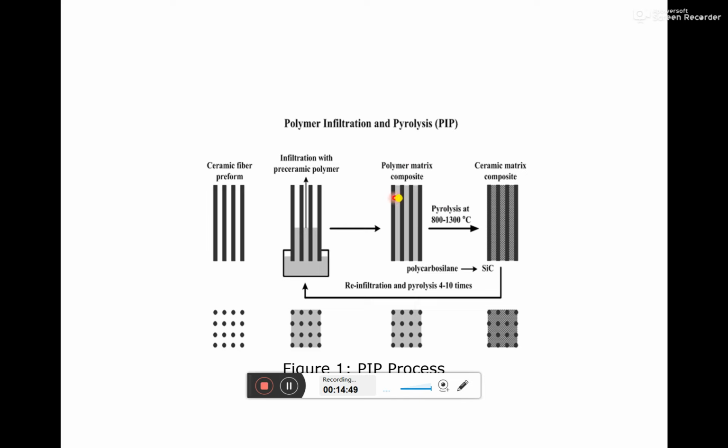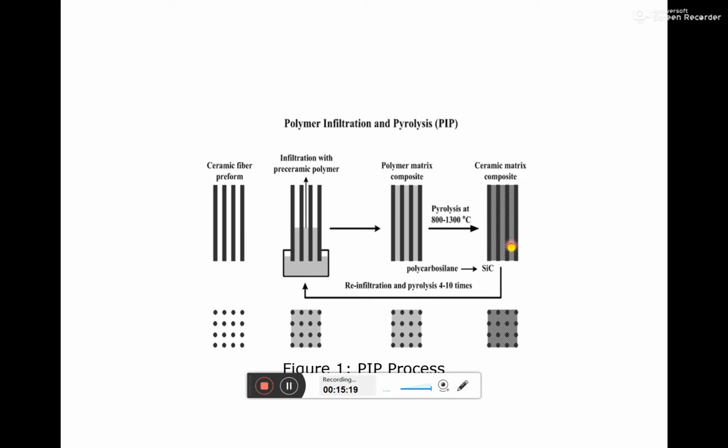For that we are heating up to 300 degrees centigrade, and after that we are performing the pyrolysis process, where we are increasing the temperature up to the range of 800 to 1300. Why? Because at these high temperatures, the polymer precursors will be decomposed and it will develop the ceramic matrix. For that reason, we are performing this pyrolysis process. These are the important steps.